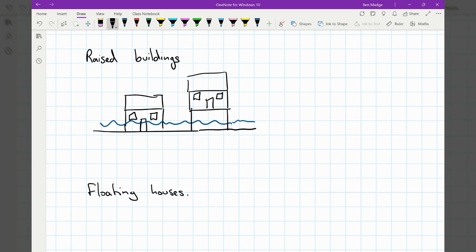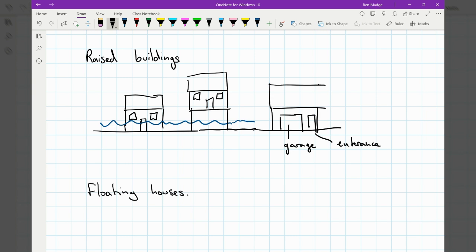The other thing you could do is perhaps have low value parts of the house at low level, so things like the garage and entrance at low levels, and then you have your higher value stuff up above that, so your living space. And that's quite a bit more broadly adopted in UK, US, Europe sort of places.